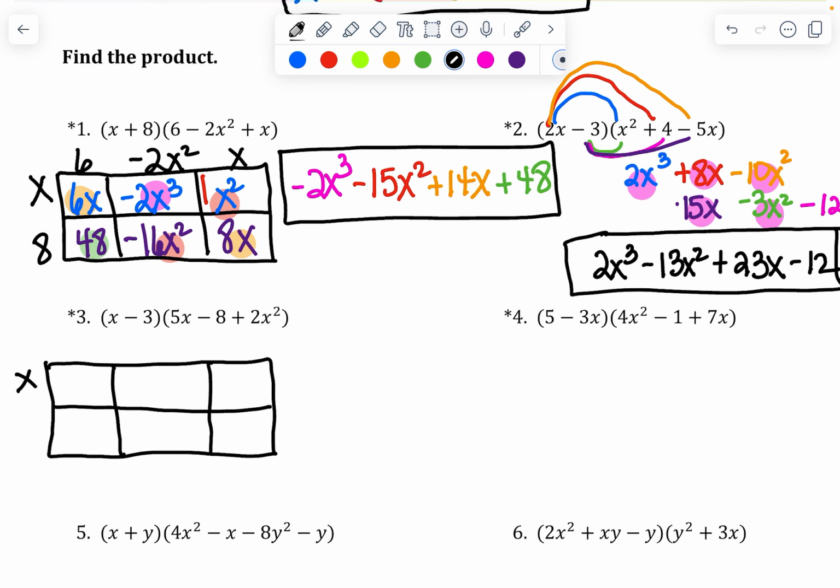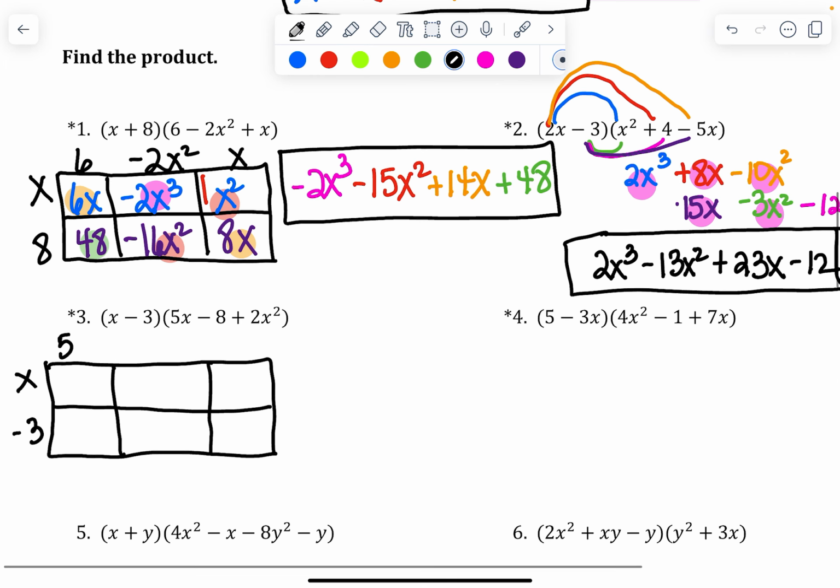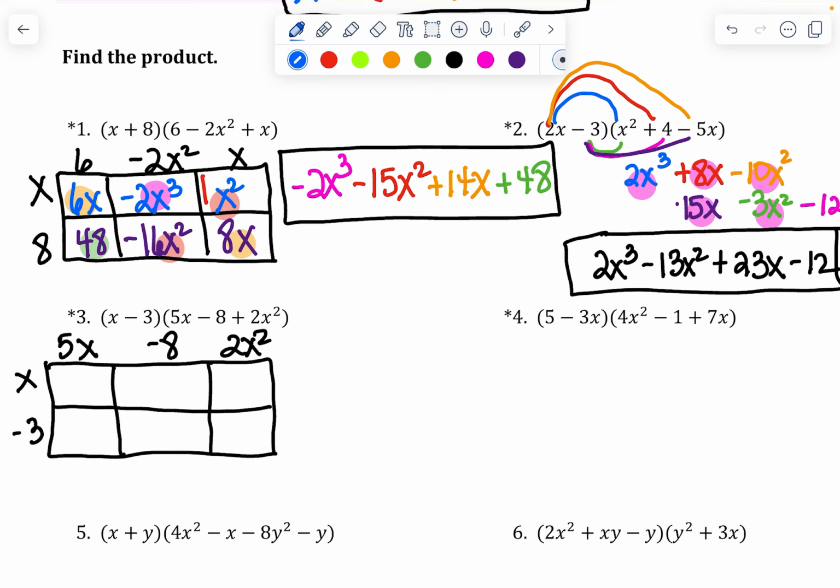I'm going to have an x and a minus 3. I'm going to have a 5x, a minus 8, and a 2x squared. So then when I combine these, let's see what we get. X and 5x is a 5x squared. X times negative 8 is a negative 8x. X times 2x squared is 2x to the third.